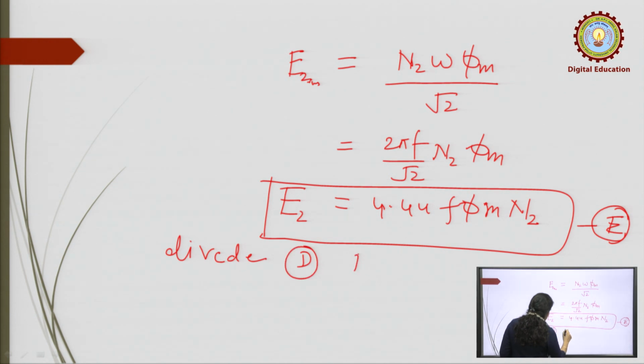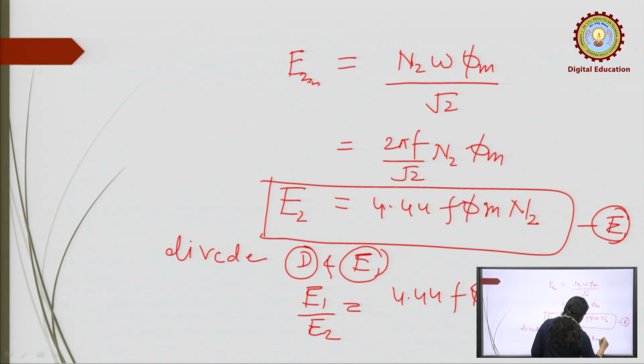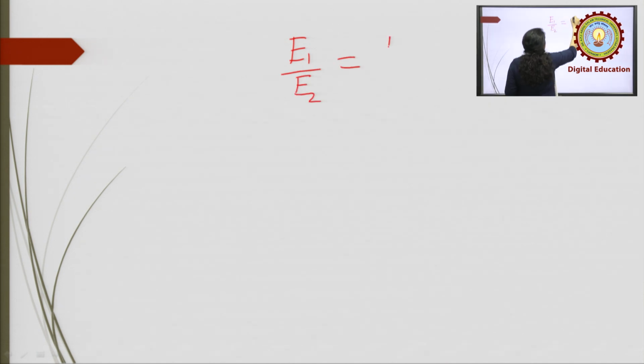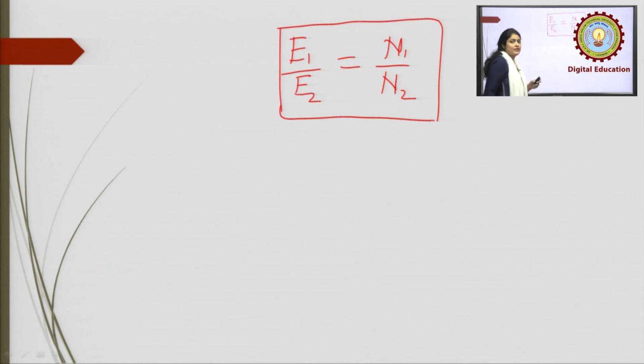So, if you divide equation D with E, you will get E1 upon E2 is equal to 4.44 f phi m N1 divided by 4.44 f phi m N2, and this can be written as E1 by E2 is equal to N1 by N2. Okay. So, this is how the transformer action takes place.